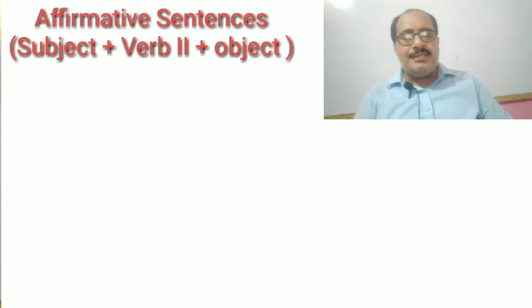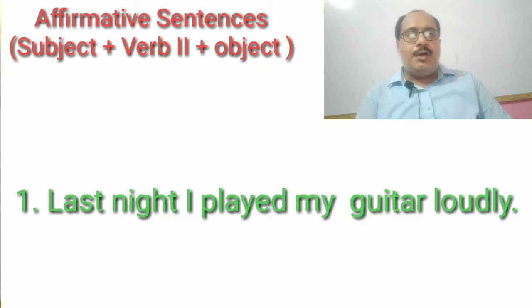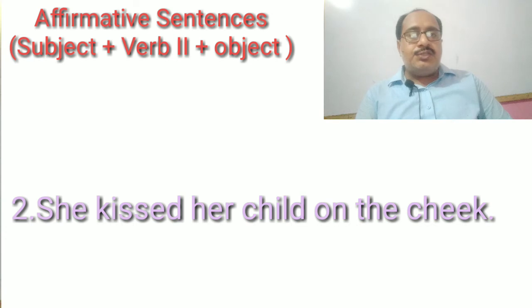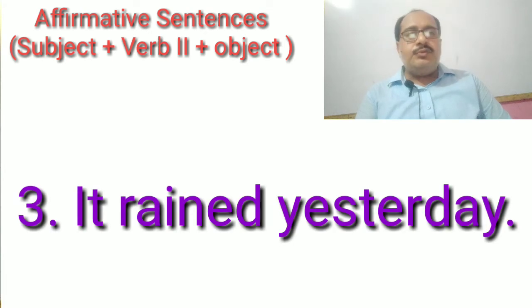Let's move forward to how to do affirmative sentences, and then we will talk about the negative, then interrogative and interrogative negative. Now, first of all, affirmative sentences. The formula would be in this way. First of all, we are supposed to use subject, then verb second form, and then object. Check number one sentence. Last night I played my guitar loudly. Second sentence. She kissed her child on the cheek. Third sentence. It rained yesterday.